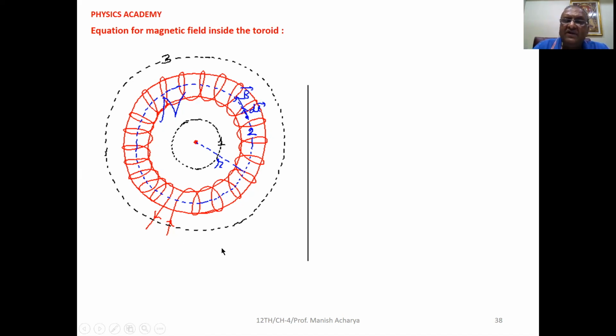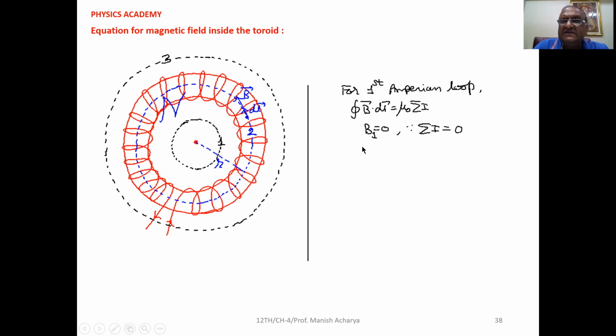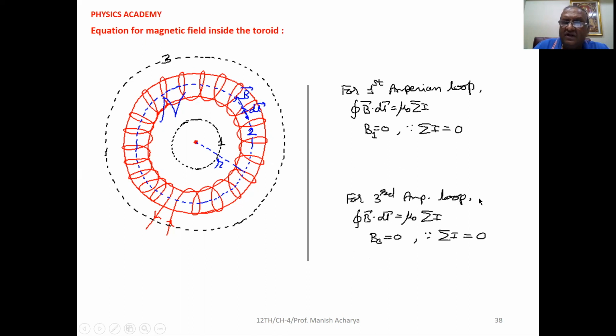So the magnetic field at any point outside this one is 0. Clear? For the first Amperian loop, the magnetic field at any point is 0. For the third one, that is also 0. So in general, we can say outside the toroid, the magnetic field is 0. Clear? Now consider the Amperian loop 2, which is represented here by the blue dotted line.